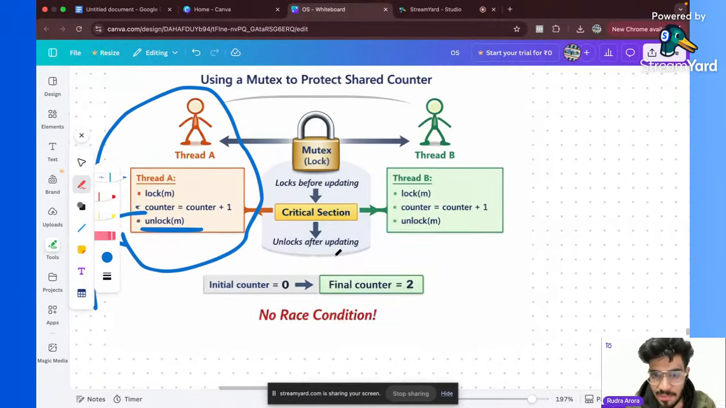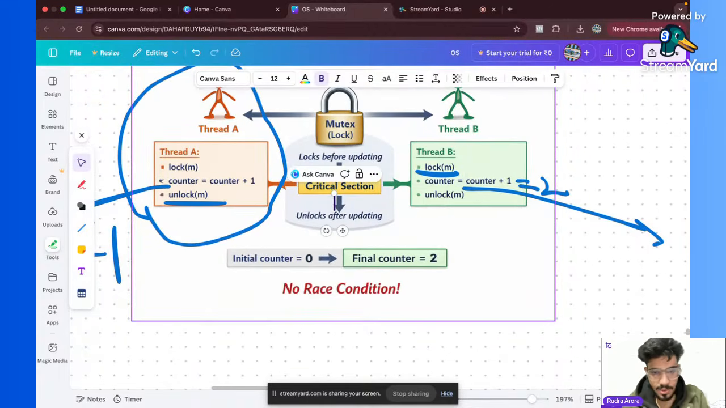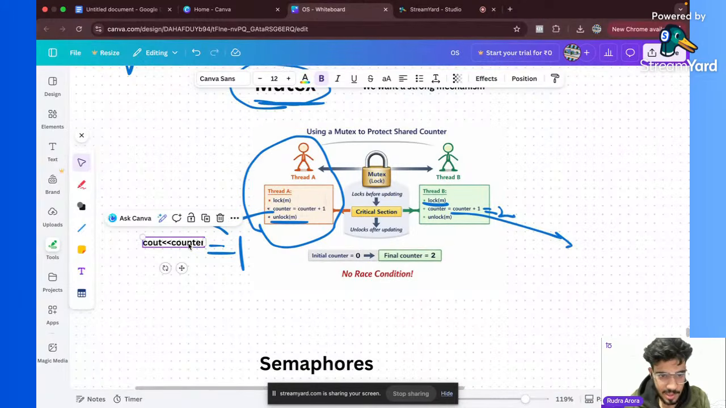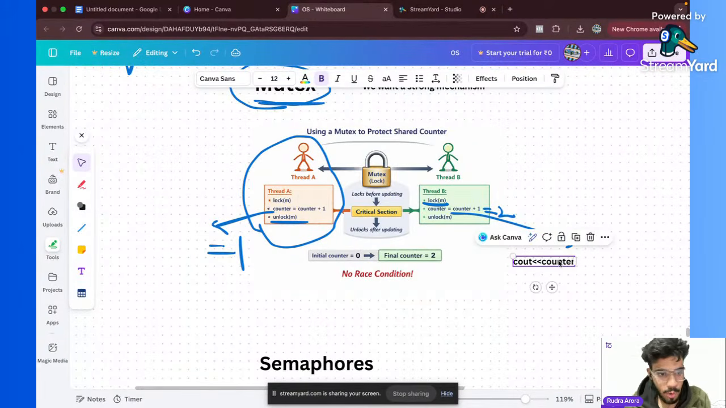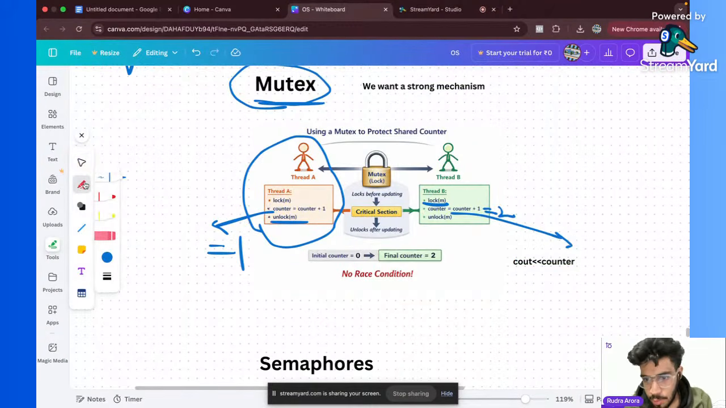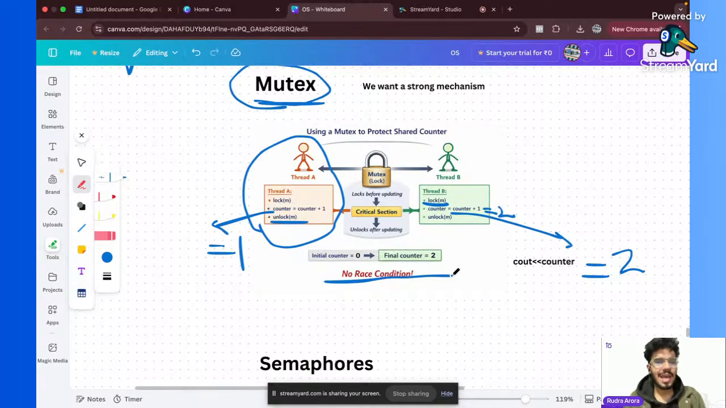Then lock B will enter, it will lock that particular M, and increase the counter value. The counter value will become 2 here, and after that we'll just print the same statement. Let me bring this statement here. The output will be 2, and this is what thread B wants. And no race condition is actually achieved in this.